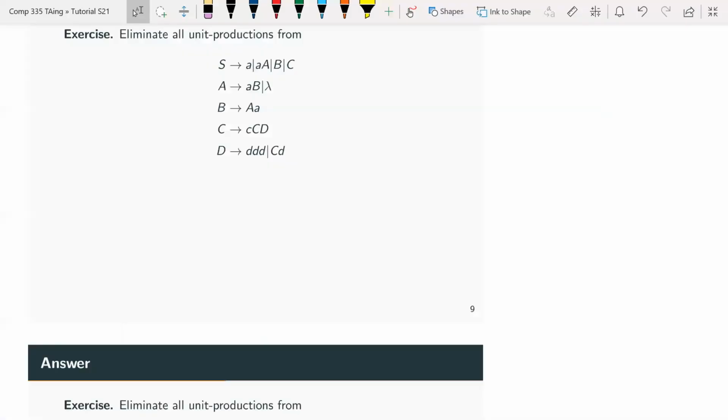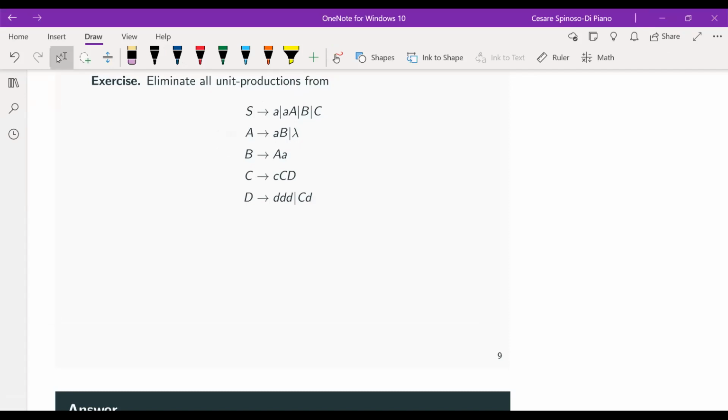Sorry, we can't see the example. All right. Yeah, sorry about that. For some reason, I couldn't exit full screen for a second.